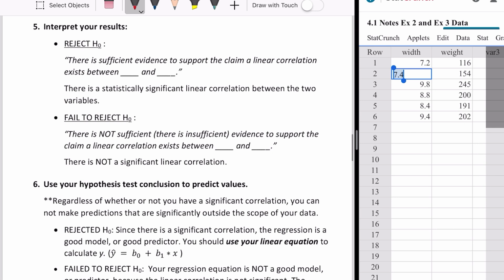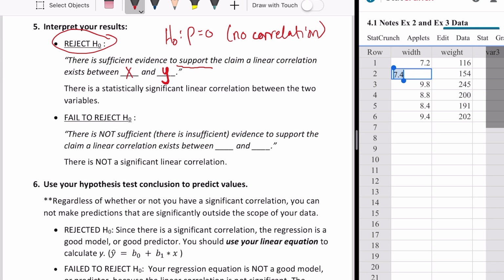So when I'm interpreting my results, if I reject the null hypothesis, remember that null hypothesis was that rho equals 0, which means no correlation. So if I reject the null hypothesis, then there is enough evidence to support a claim of linear correlation between my x and y variables. It may not be a great correlation, but there's some, because the alternate is some correlation. Not a great one necessarily, but some correlation is the alternate.